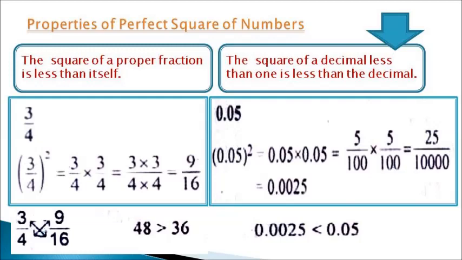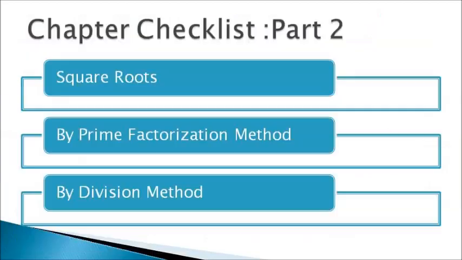0.05 multiplied by 0.05. We can directly multiply it or we can convert it into fractions. Both ways it is going to be correct. We get the answer 0.0025, and we can clearly see that 0.0025 is less than 0.05, that is the original decimal given.